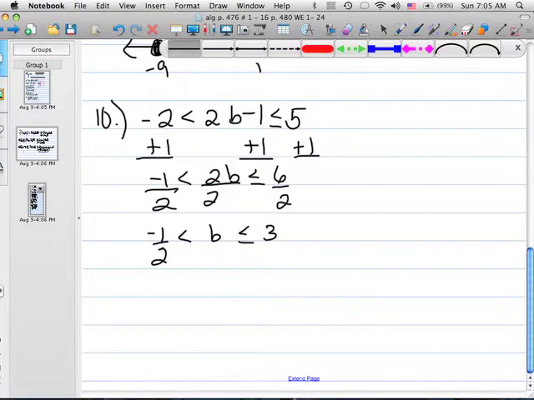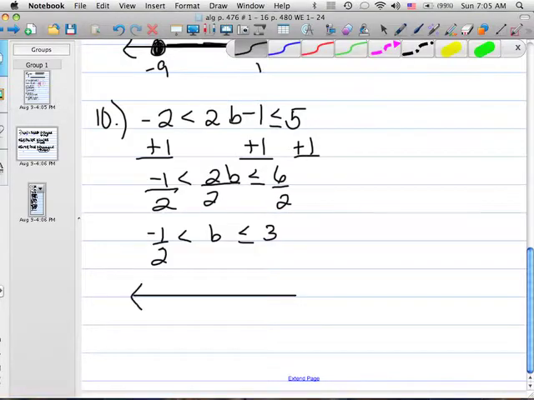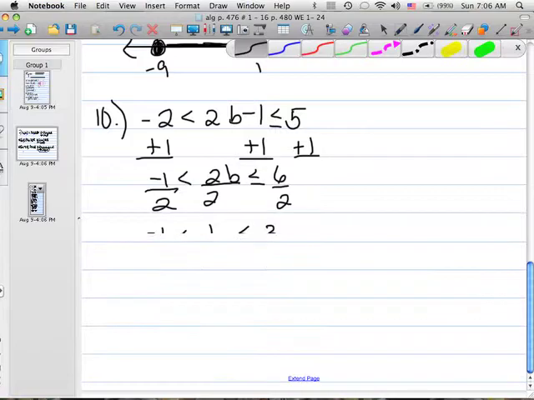Everything's ready here to graph. So draw your number line. Put negative 1/2 here, since it's between 0 and negative 1, and 3 here. We put an open circle at negative 1/2 since it says less than, and a closed circle at 3, and it's all the numbers, b is between those numbers. Solid line.